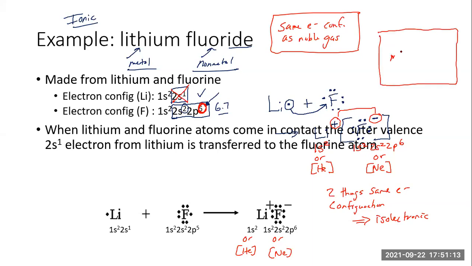The metal goes backwards to the noble gas that comes right before it. The non-metal picks up the electron and goes forward to the noble gas that comes right after it.